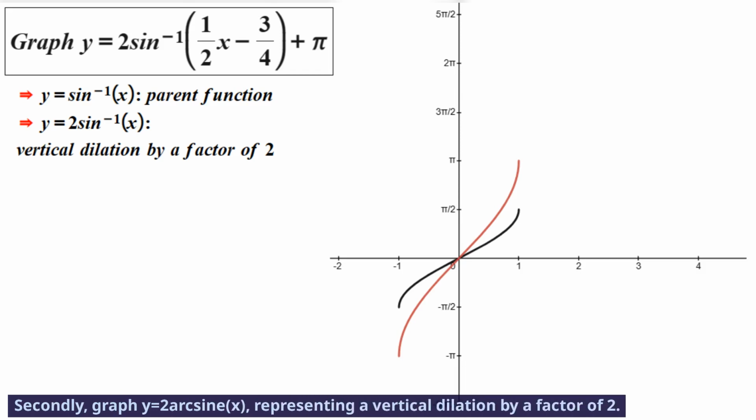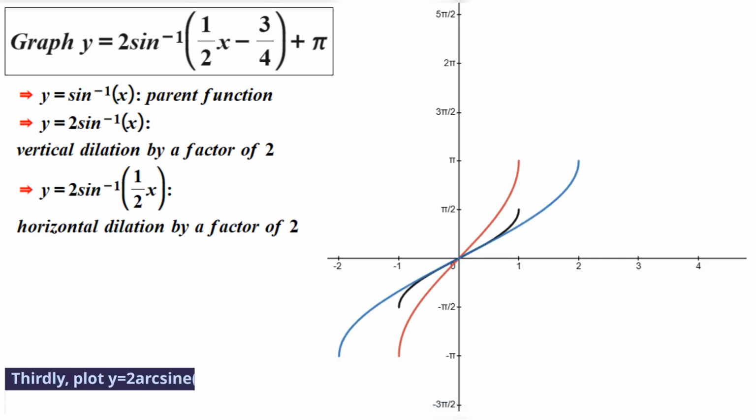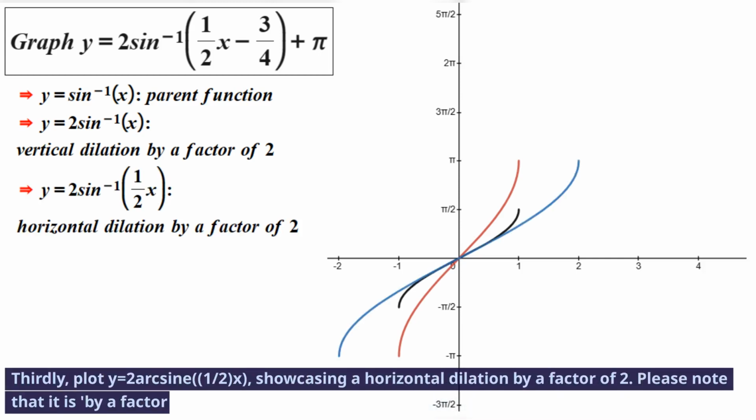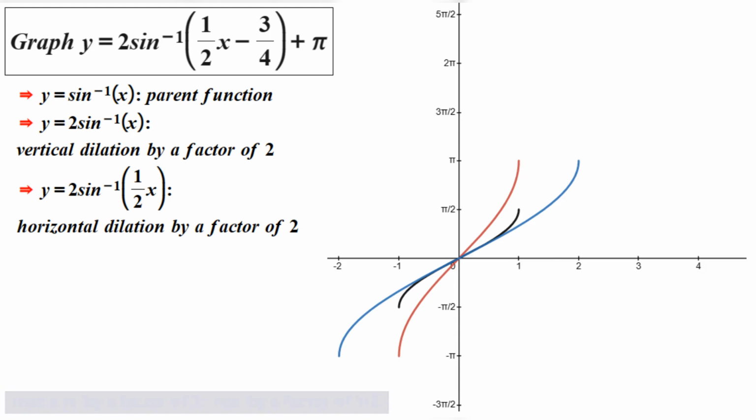Secondly, graph y equals 2 arcsin(x), representing a vertical dilation by a factor of 2. Thirdly, plot y equals 2 arcsin(1/2 x), showcasing a horizontal dilation by a factor of 2. Please note that it is by a factor of 2, not by a factor of 1/2.